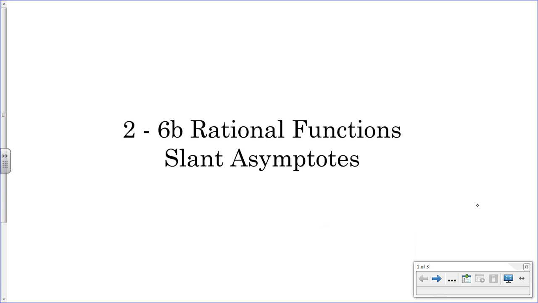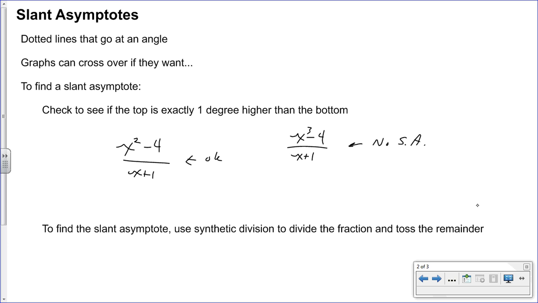2-6b, rational functions. In this video, we're going to talk about slant asymptotes, whereas in the last one we talked about vertical and horizontal. Slant asymptotes, just like horizontal and vertical asymptotes, are represented by dotted lines, but since they're slanted, these dotted lines will go at an angle. For instance, we have a dotted line this way. Our function might look something like this.